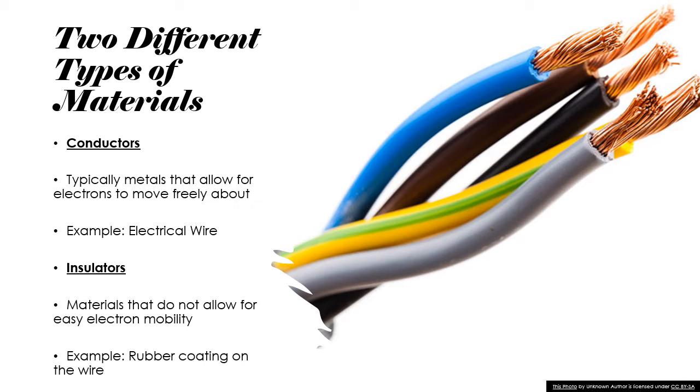We have other things which are insulators. So in this case, the insulators are all the coatings on these wires. They don't allow for easy electron mobility. The electrons are kind of trapped there. You can rip them off, but they can't freely move about because of the properties of the material.